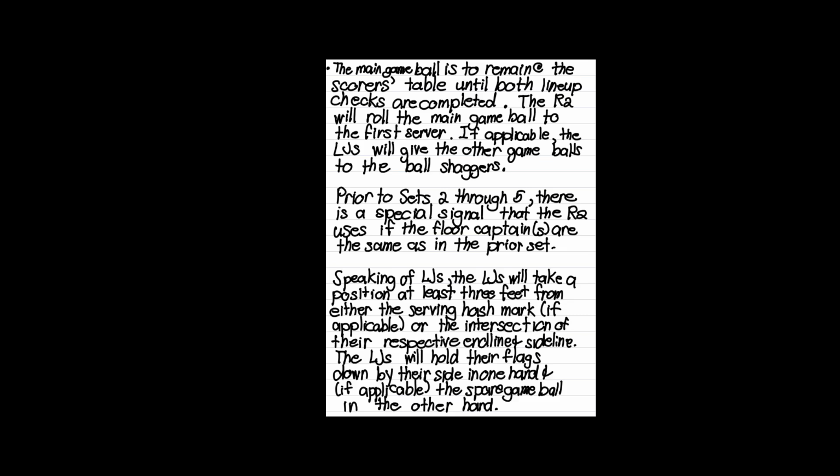Prior to sets 2 through 5, there's a special signal that the second referee will use if the floor captains are the same as in the prior set. Speaking of our line judges, they will take a position at least 3 feet from either the serving hash mark, if applicable, or the intersection of their respective end line and sideline. The line judges will hold their flags down by their side in one hand and, if applicable, the spare game ball in the other hand.